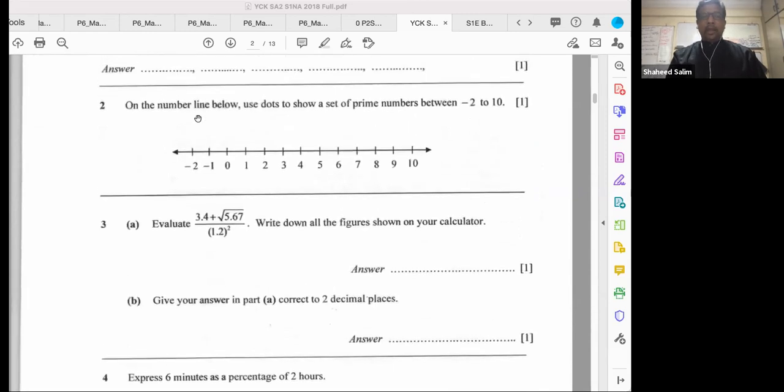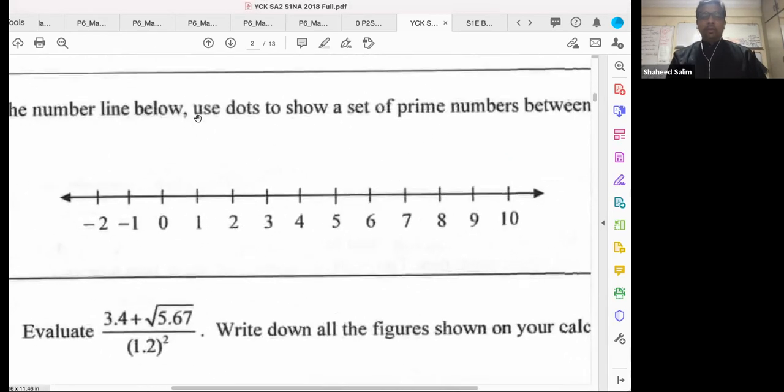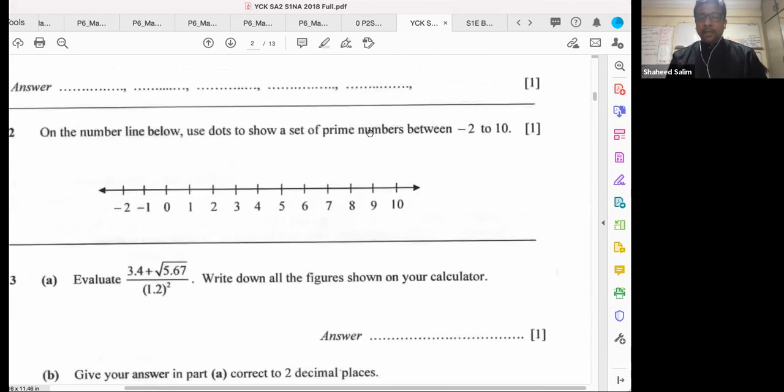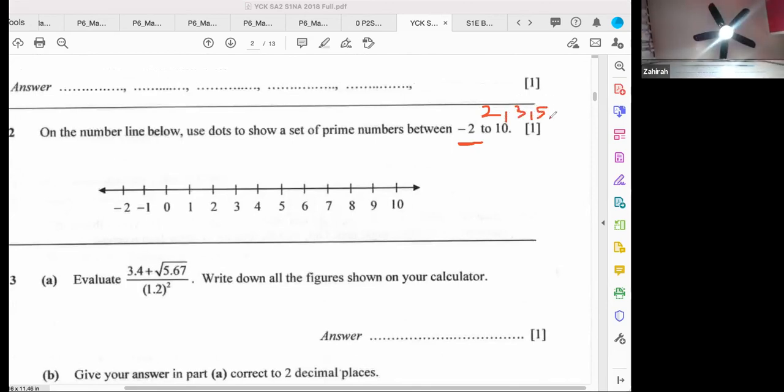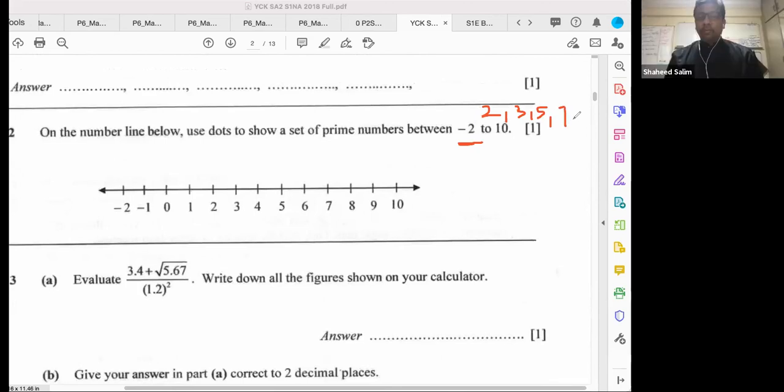Okay. This one, let me just show you very quickly. Those of you, you must know what prime numbers are. Prime numbers are numbers that can only be divided by 1 and itself. And a negative number is not a prime number. Okay, we don't look at the negative number. Prime numbers, we start from 2. 2 is the smallest prime number. Why? 2 can divide by 2, 2 can divide by 1. After that, 3. After that, 5. After that, 7.